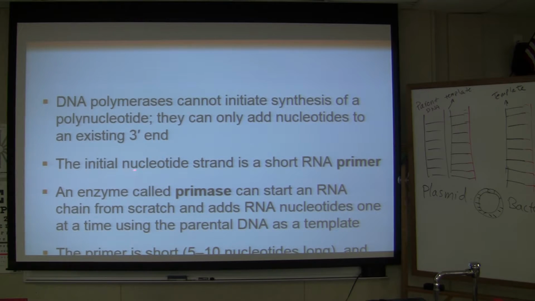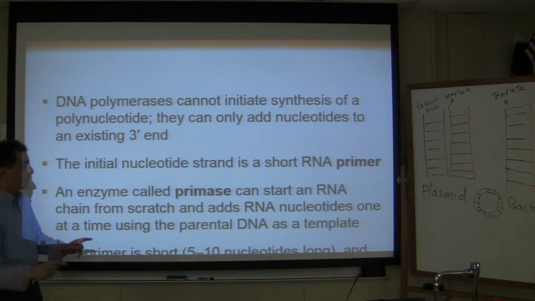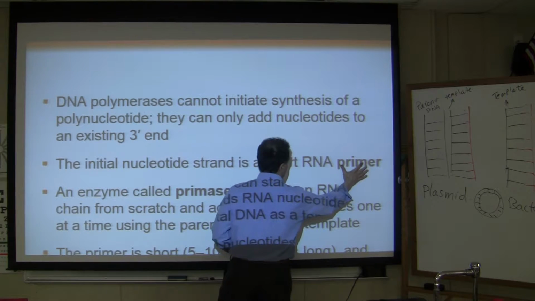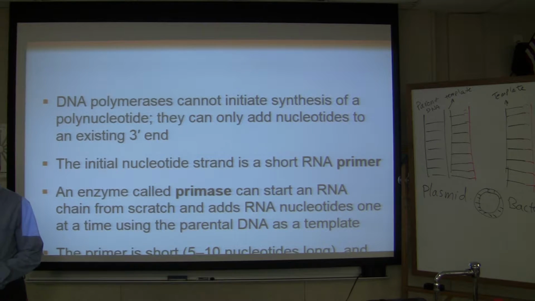It will make sense. The initial nucleotide strand is a short RNA primer. I already talked about that. The enzyme called primase can start an RNA chain from scratch and add RNA nucleotides one at a time using the parental DNA as a template. And then, as I said, this one on the bottom, I'm going to read it to you. The primer is short, between 5 to 10 nucleotides. And the 3' end serves as the starting point for the new strand of DNA.